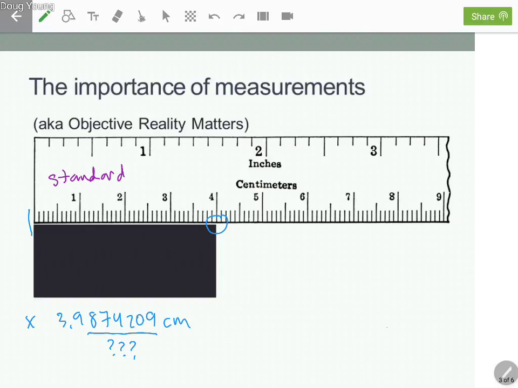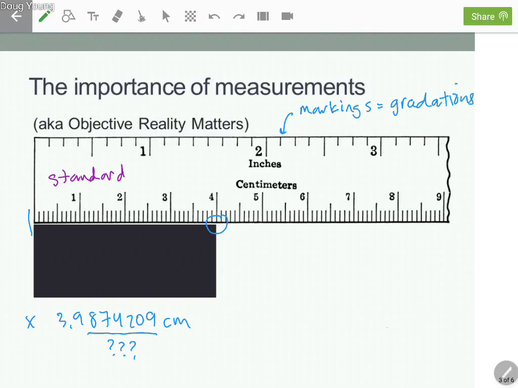So when you're using rulers, when you're using any measuring device, the idea is that you always guess, you're required to guess one more digit past the gradation marks. And the gradation marks are these lines here, right? So these markings are sometimes called gradations.